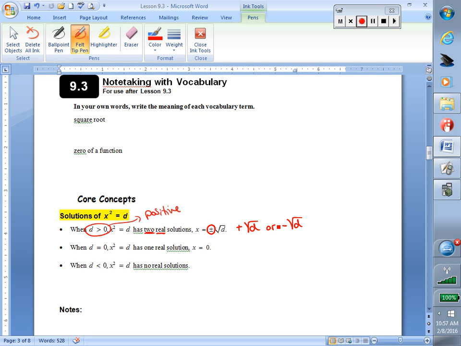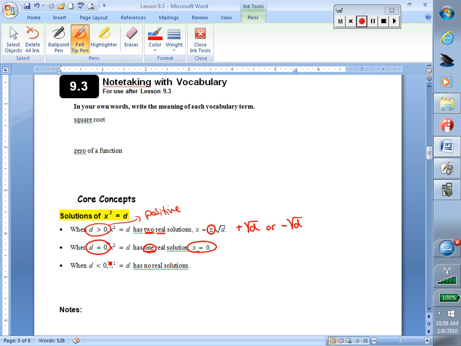Now, when the number you're taking the square root of equals 0, well, what's the square root of 0? It's just 0. Does it matter if I put a plus or minus in front of it? No, it's still 0. So if we end up taking the square root of 0, we just get one real solution. We just get 0. Putting a plus or minus in front of it doesn't change it. It's still 0. That's my only solution.